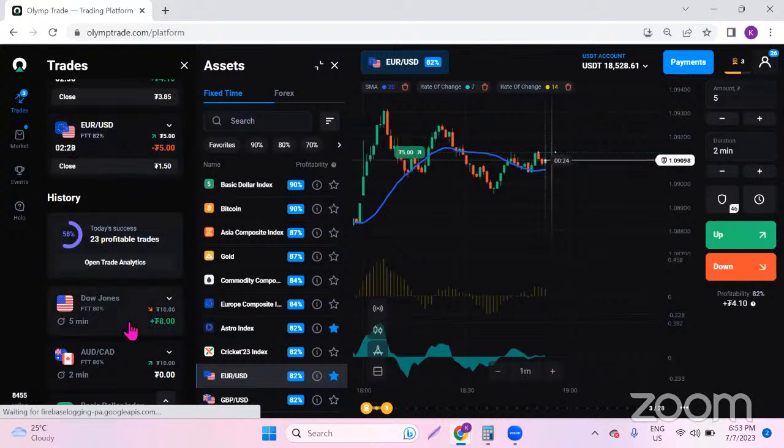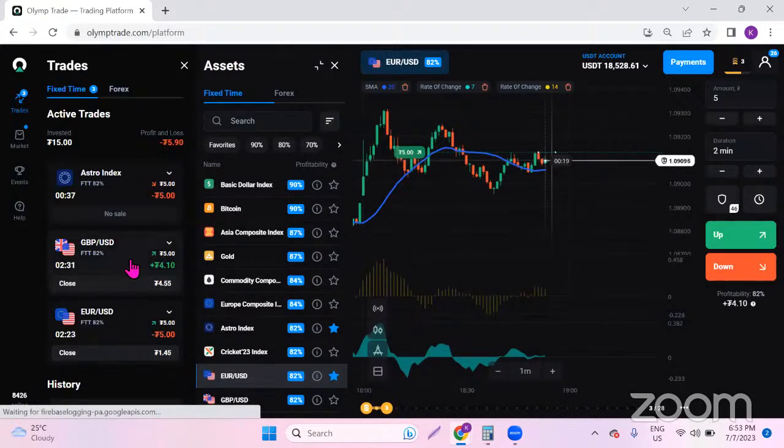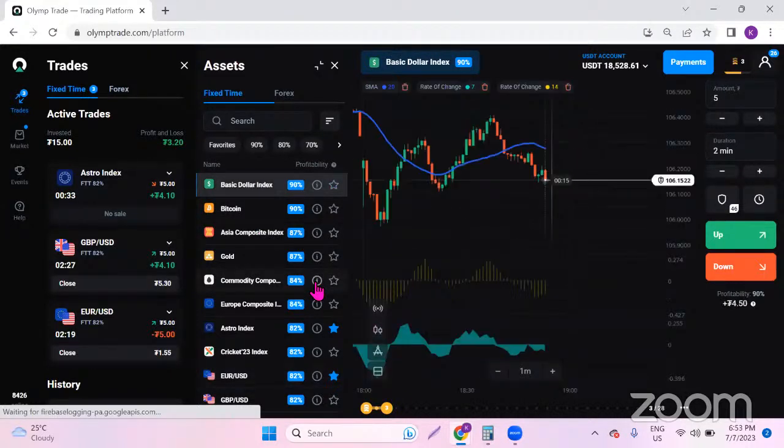Okay, the Dow Jones one ended in our favor. So we were able to recover those losses. We have one still in our favor. So let's wait for these trades. In the meantime, let's make some more trades.